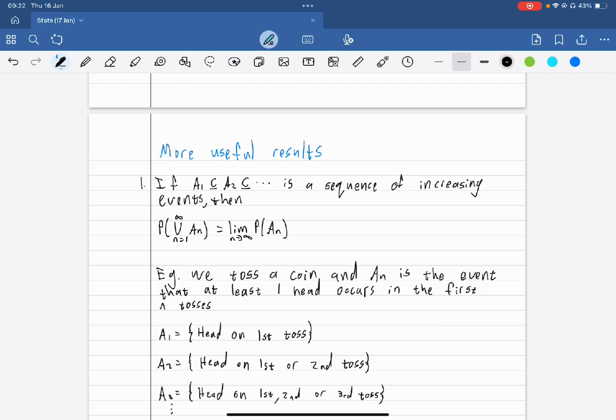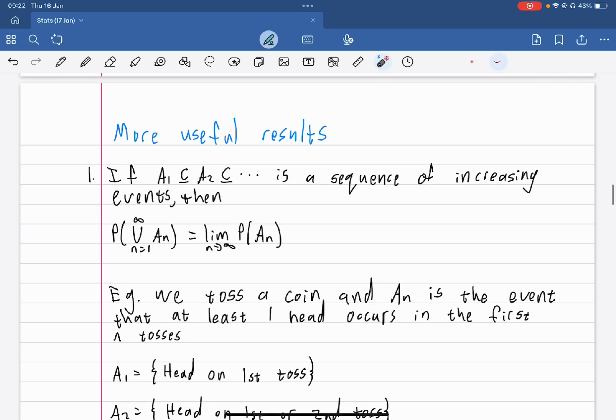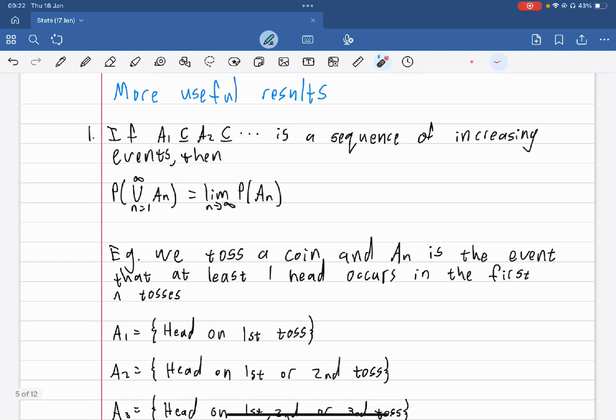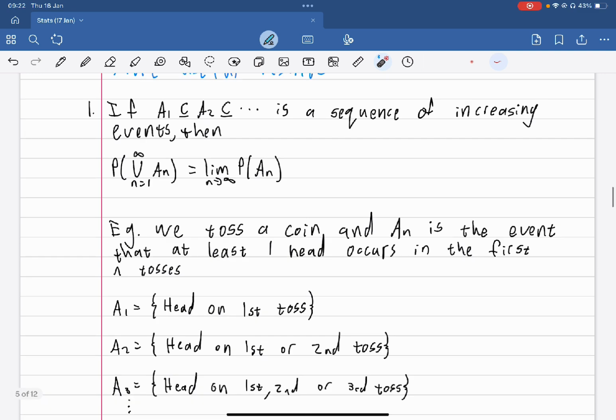There are 2 more useful results that you often use in statistics. This says that if you have A1, which is a subset of A2, which is a subset of A3, A4, going on, and they're a sequence of increasing events, then the probability of the union of all these events from n=1 to infinity of An is equal to the limit as n tends to infinity of the probability of An.